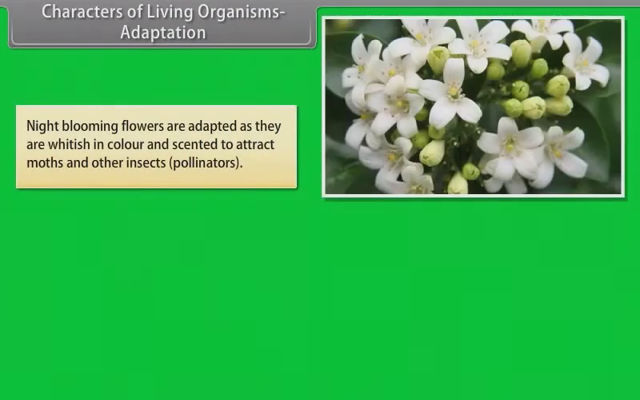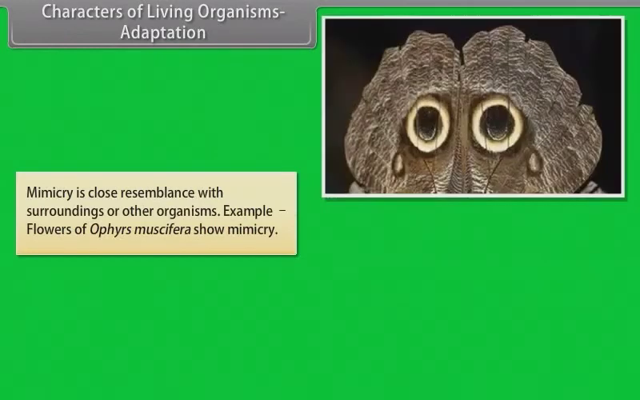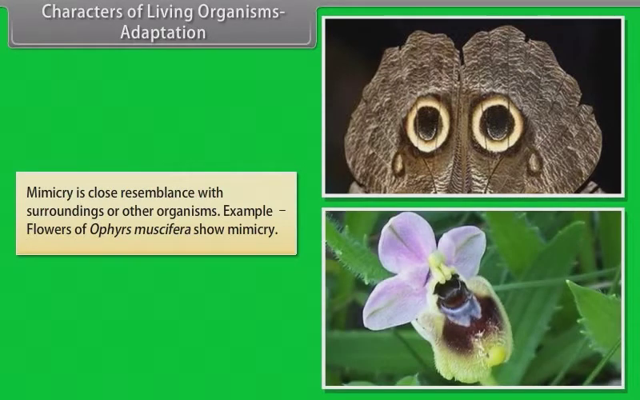Night-blooming flowers are adapted as they are whitish in color and scented to attract moths and other insects, pollinators. Birds have wings for flight, boat-shaped body, beak, pneumatic bones, and feathers. Mimicry is close resemblance with surroundings or other organisms. Example: flowers of Ophrys muscifera show mimicry.